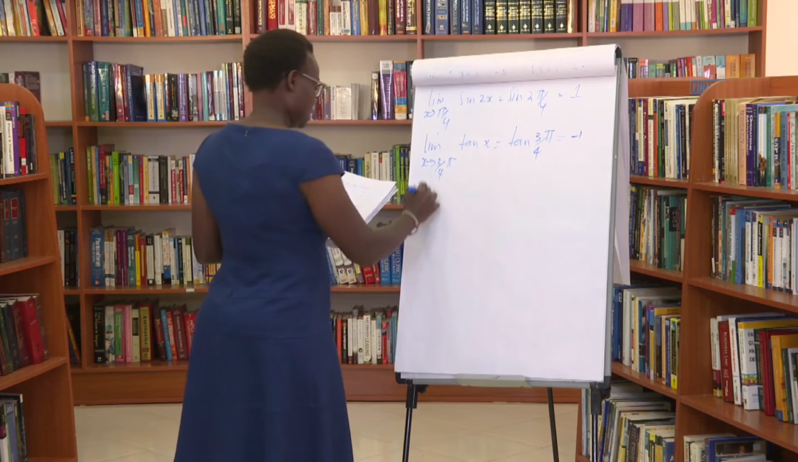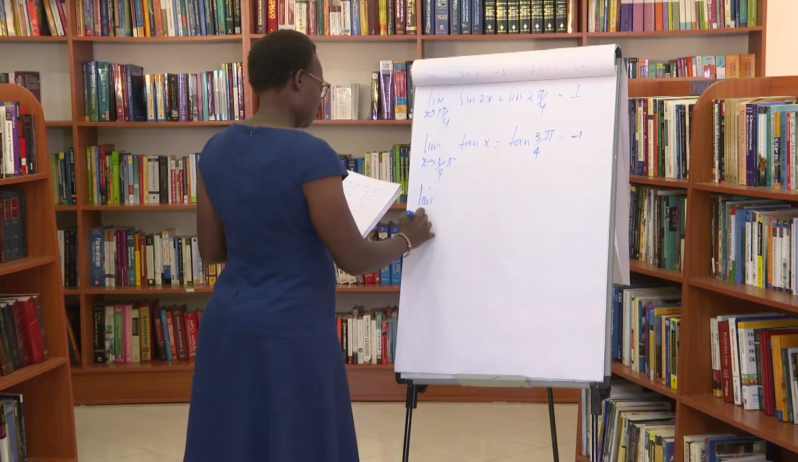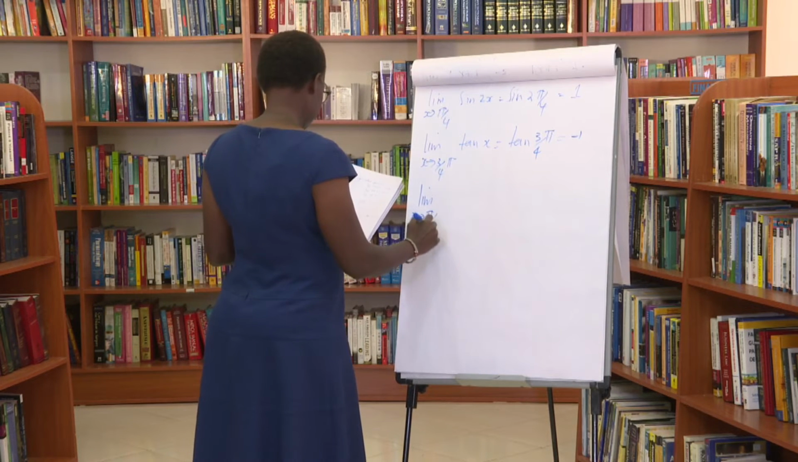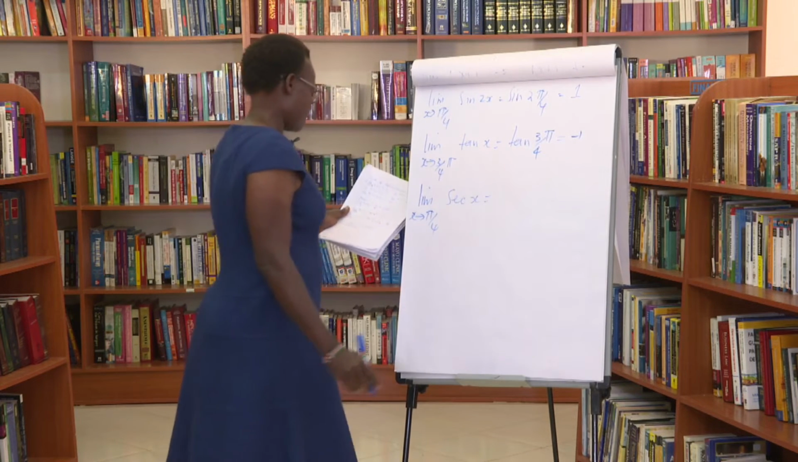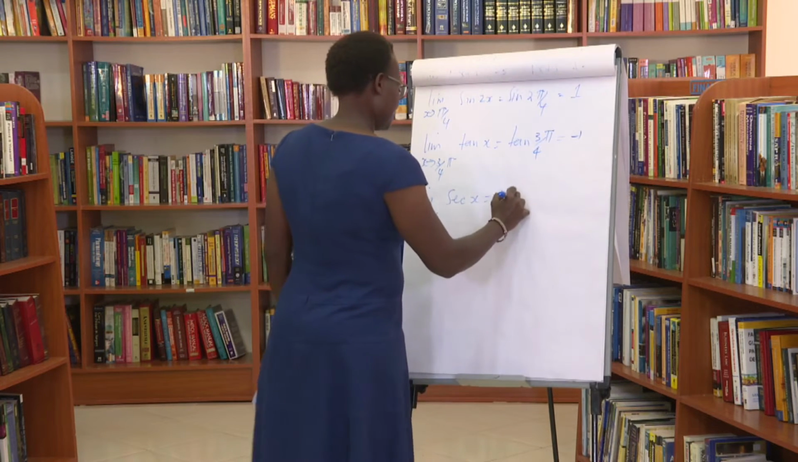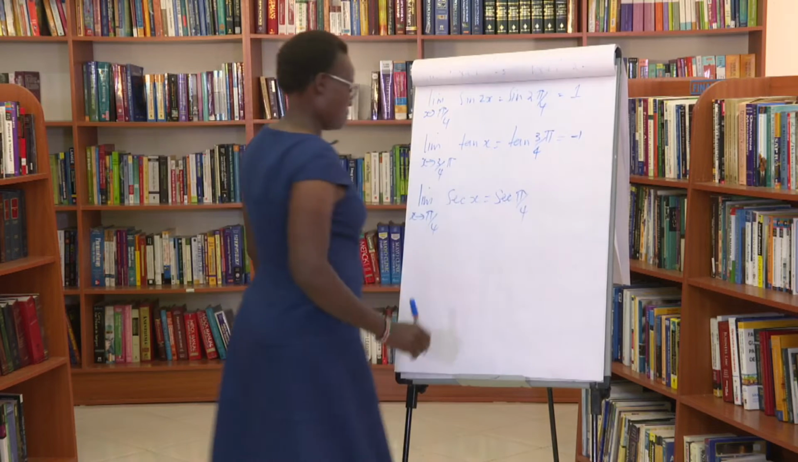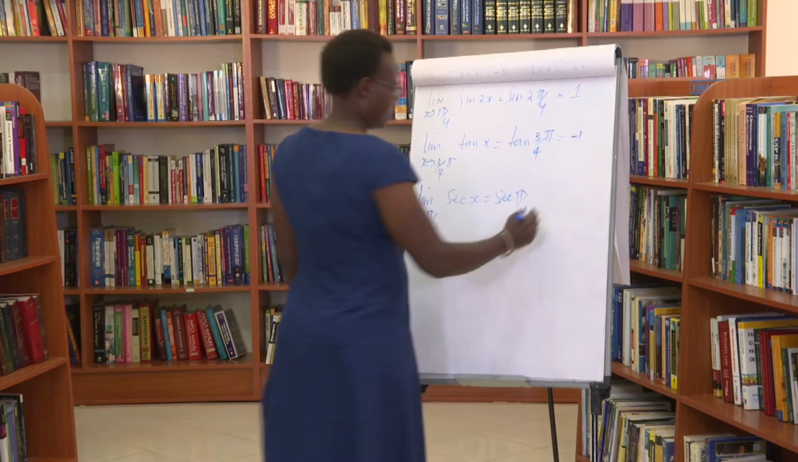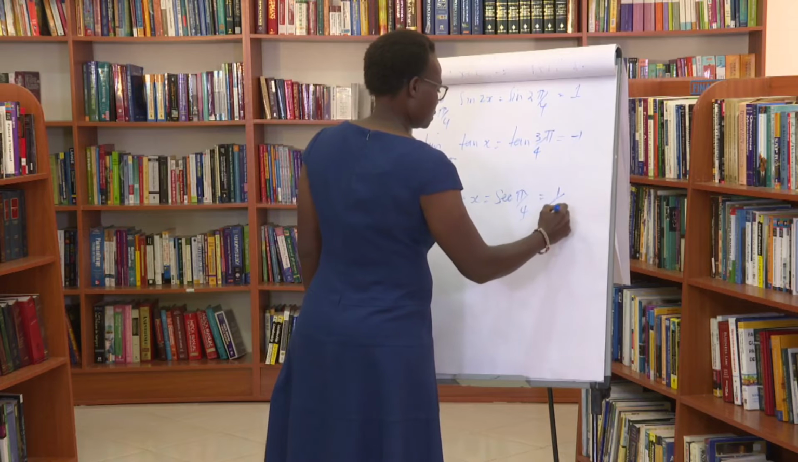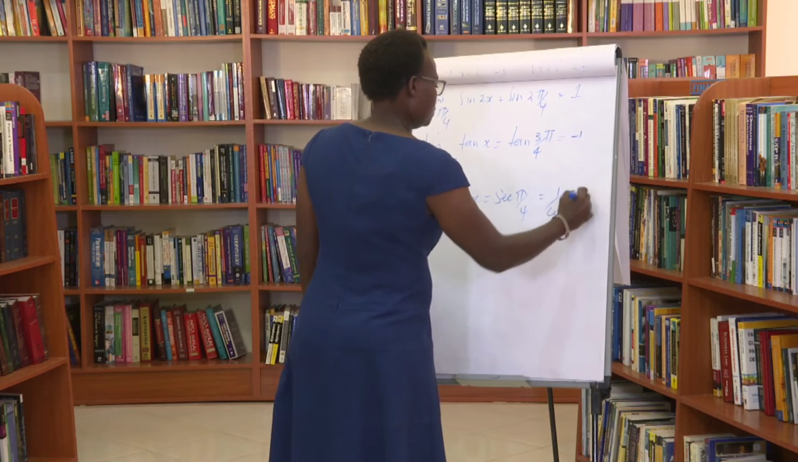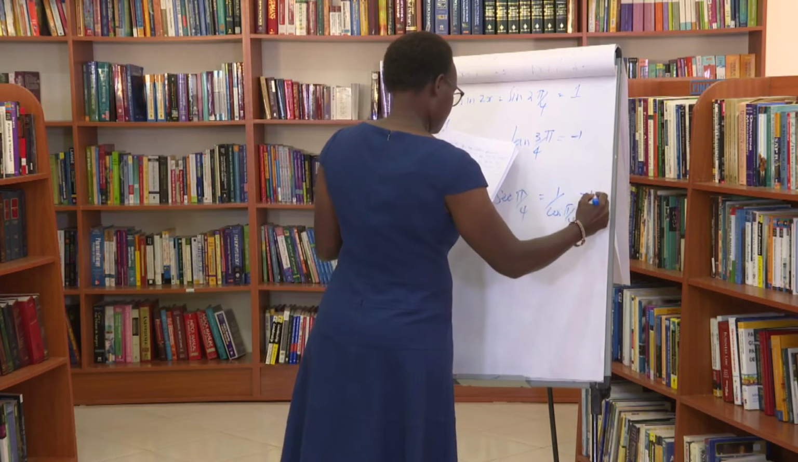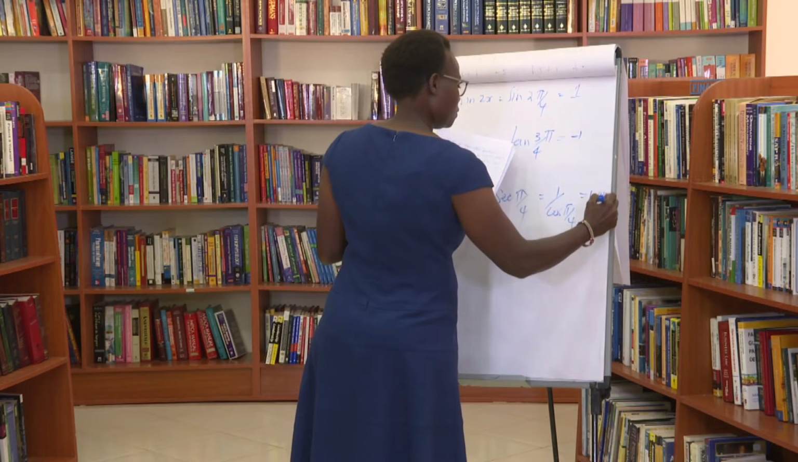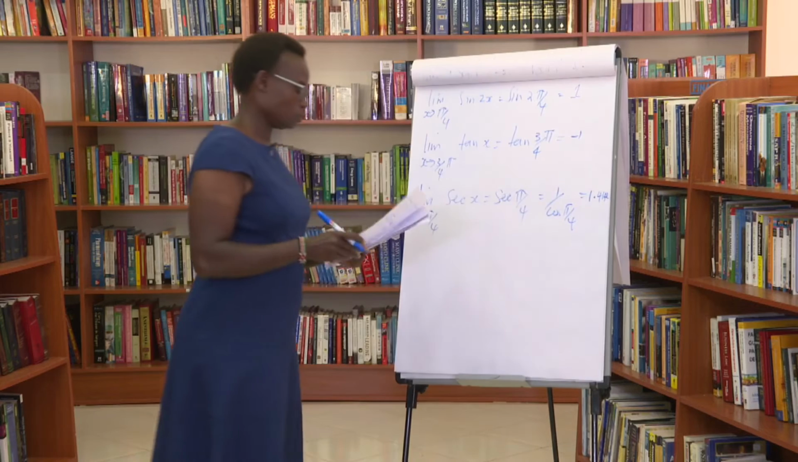And then the limit as x tends towards pi over 4 of sec x. This is the same as sec pi over 4. And then we know that sec is 1 over cos. So this is the same as 1 over cos of pi over 4, which should give us 1.4142.